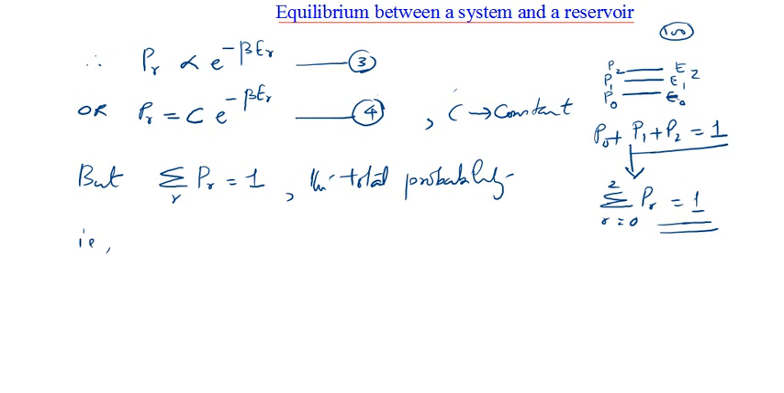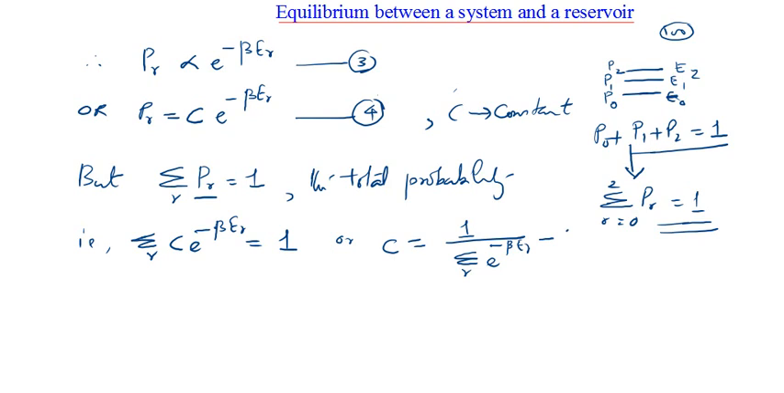Sum over r, instead of P_r, I am substituting equation number 4. That is C e raised to minus beta E_r, that should be equal to 1. I'm just substituting equation number 4 instead of P_r. C is a constant which you can take outside. So what is C equal to? C is nothing but 1 divided by what is remaining: sum over r e raised to minus beta E_r. That is C. Let this be equation number 5. So you got the value of C.